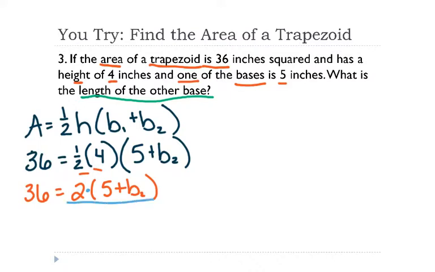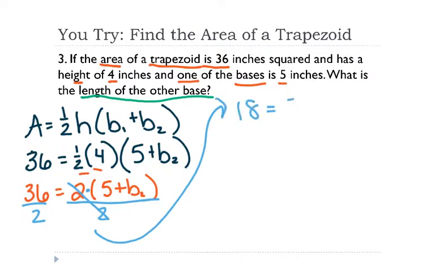So I'm going to choose to divide both sides by 2. They cancel out. So again, you just have 36 divided by 2. I'm going to carry this up here. So you have 18 is equal to 5 plus now that base. Subtracting 5 from both sides, and you get base is equal to 13 inches.